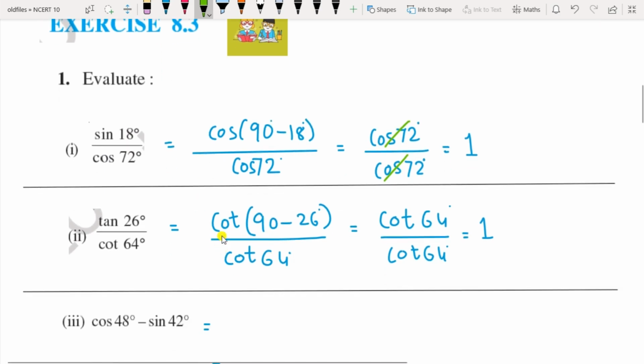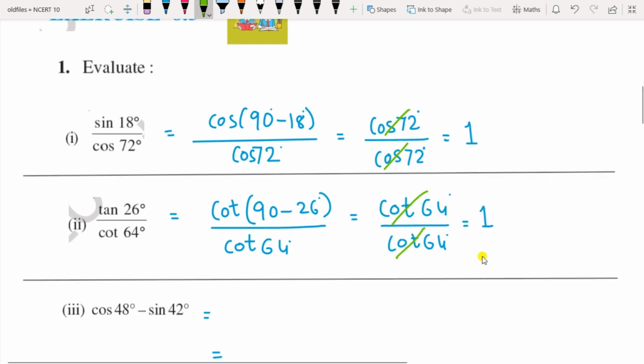Similarly, tan of 26 upon cot of 64. So tan of 26, you have to write in terms of cot, so it will be cot of 90 minus 26, not 64. You should write 26 because tan of theta is equal to cot of 90 minus theta. So the same theta you have to write here, that is 90 minus 26 upon cot of 64. 90 minus 26 is 64, so cot of 64 and cot of 64 will get cancelled. So this will be 1.